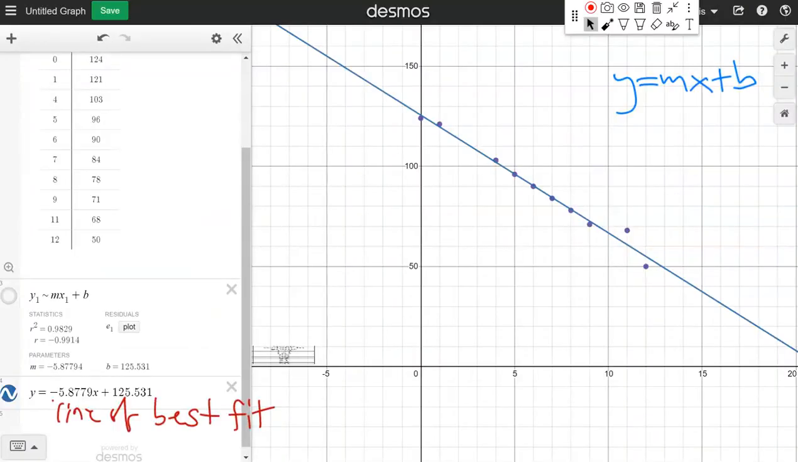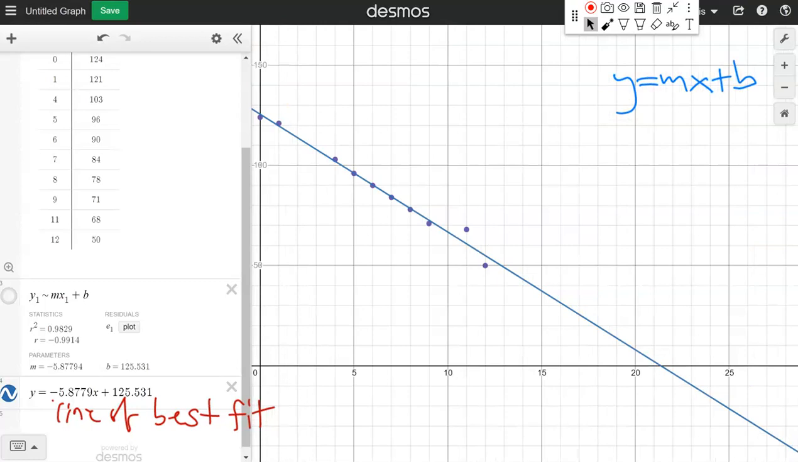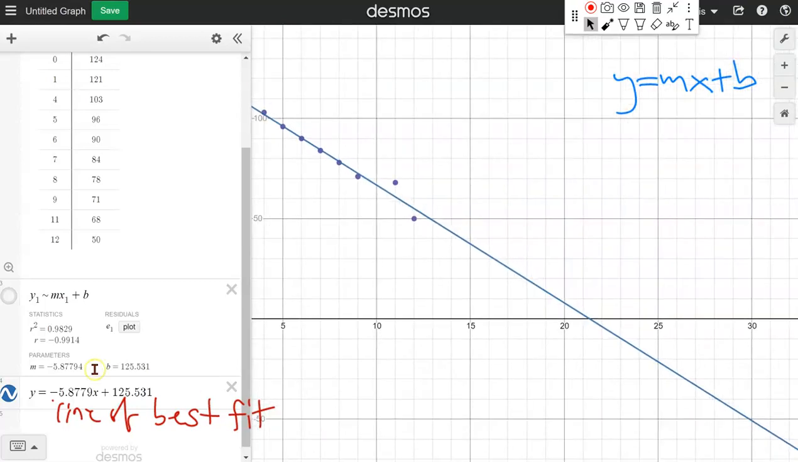So you can move this and look at that. Just click on the point that is on the x-axis, and we have that 21.356. That is when the soap is gone. Y is equal to 0.